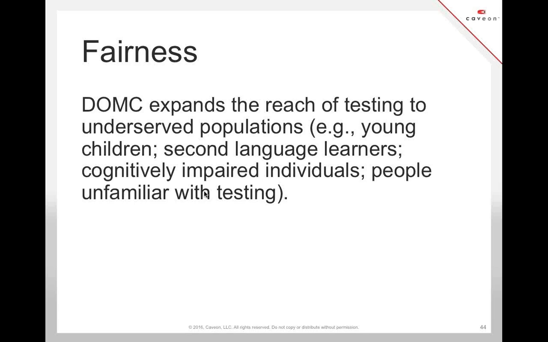And DoMC expands the reach of testing to underserved populations. These are populations that the traditional multiple choice test has not shown to be very effective: young children, second language learners, cognitively impaired individuals, people that grew up in a culture that's unfamiliar with that kind of testing. DoMC is a simpler format to handle.